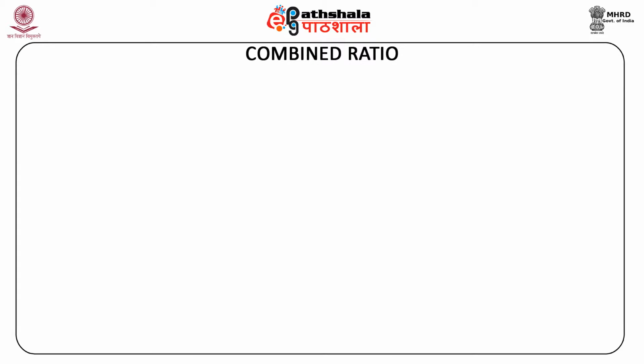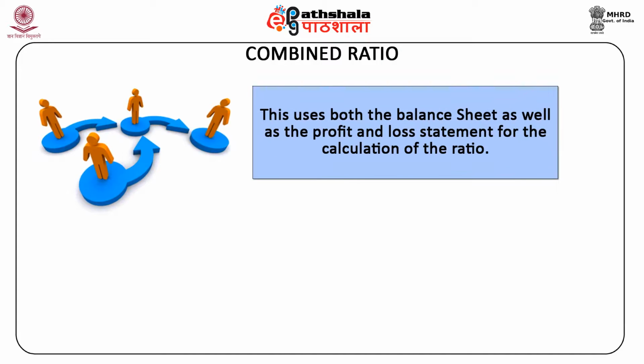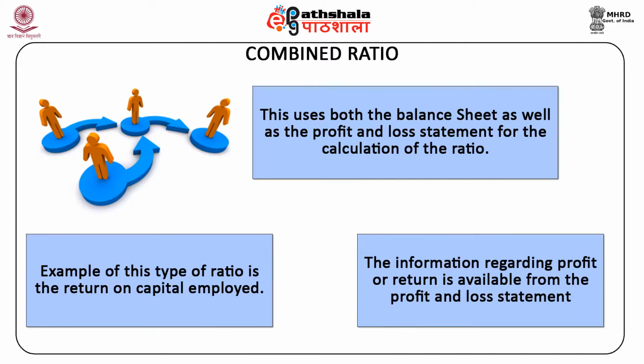Combined ratio. This uses both the balance sheet as well as the profit and loss statement for the calculation of the ratio. Example of this type of ratio is the return on capital employed. The information regarding profit or return is available from the profit and loss statement, while the information related to capital employed is available from the balance sheet.